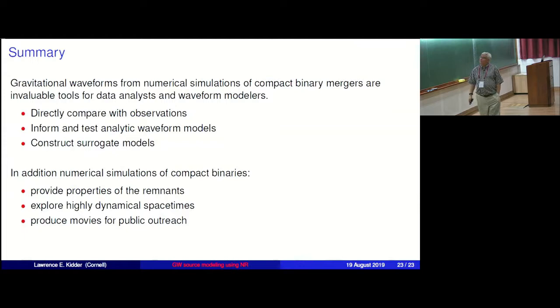So gravitational waveforms from numerical simulations of compact binaries are invaluable tools for data analysis and waveform modelers because you can use them to directly compare with observations. You can inform and test analytic waveform models, and you can construct what are called surrogate models, which are sort of approximations to fill in the parameter region where you can't do numerical simulations because they're so expensive. So it's like an interpolant between numerical simulations. And in addition, numerical simulations of these compact binaries will give you the properties of the remnants. They'll explore highly dynamical spacetimes, and they're also very useful to produce movies for public outreach.